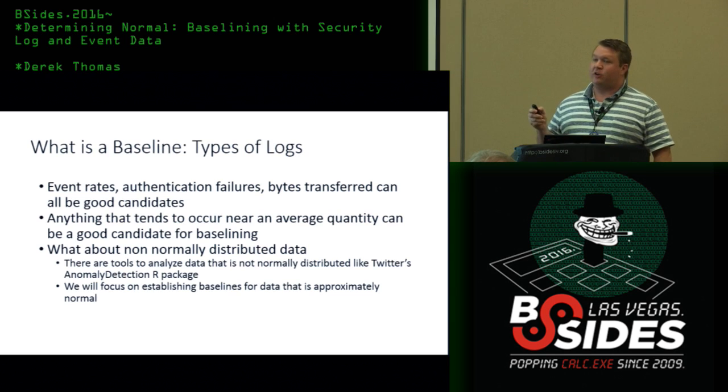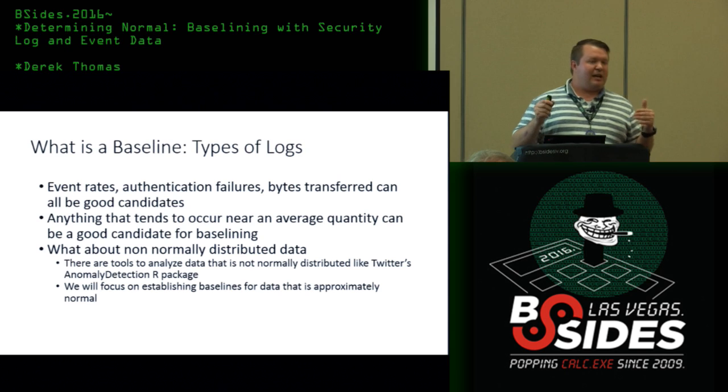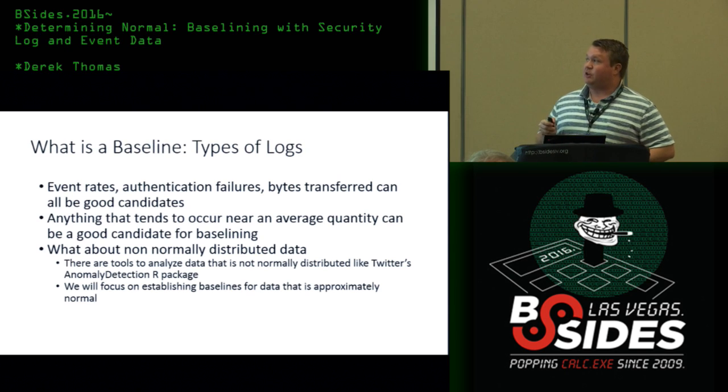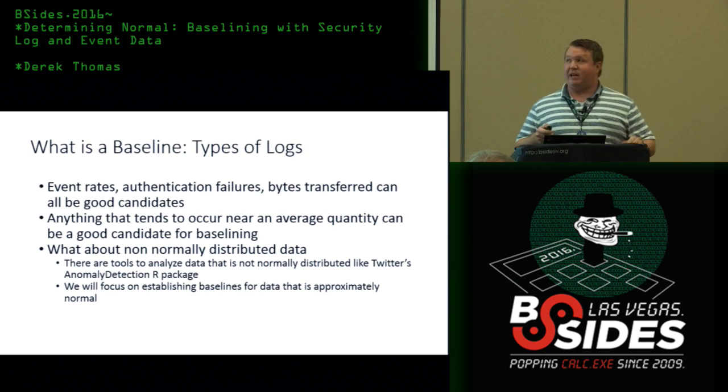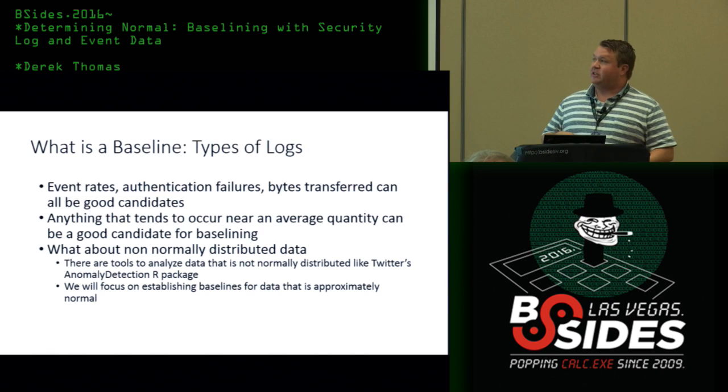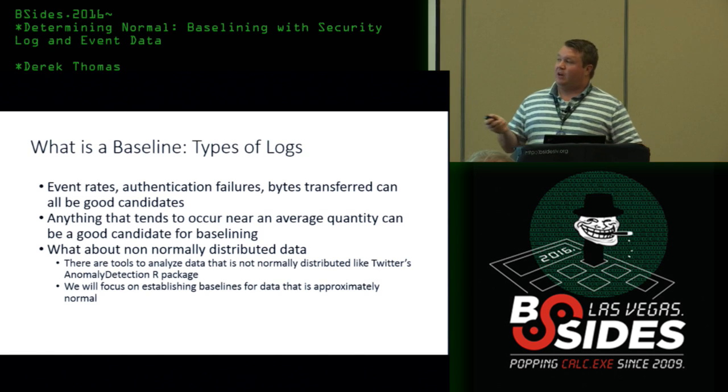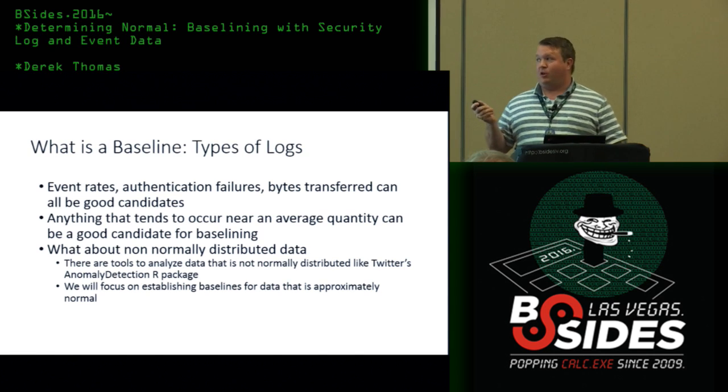So what types of things can you baseline? Really anything that occurs on average and will deviate above or below the average kind of equally. We've got to have good symmetry. So things like event rates, which we'll talk about, authentication failures, maybe bytes transferred in a VPN session could be good candidates.